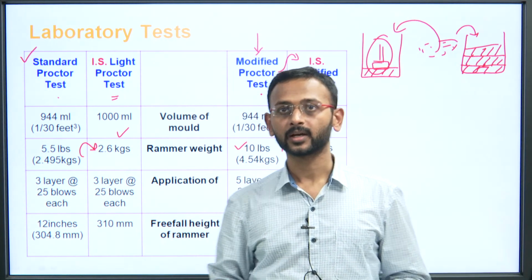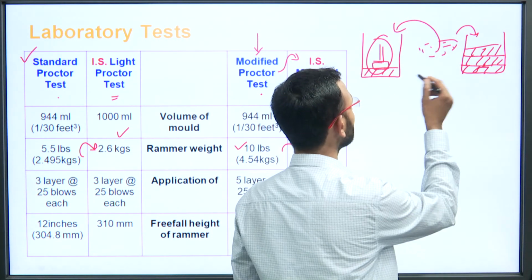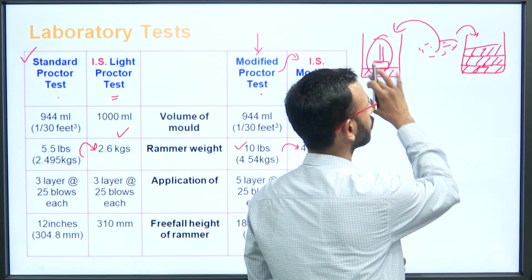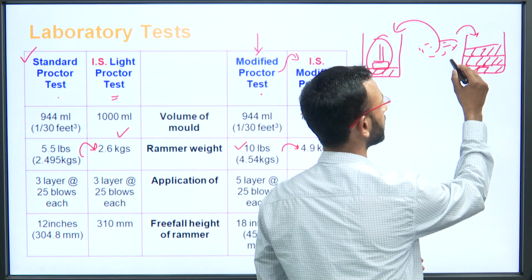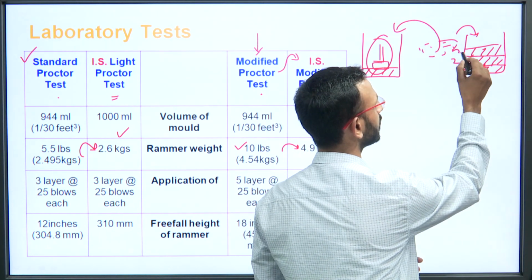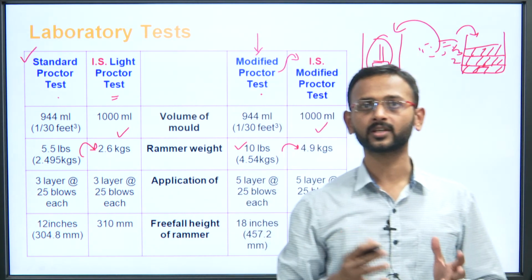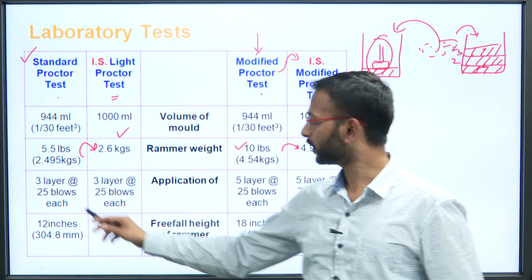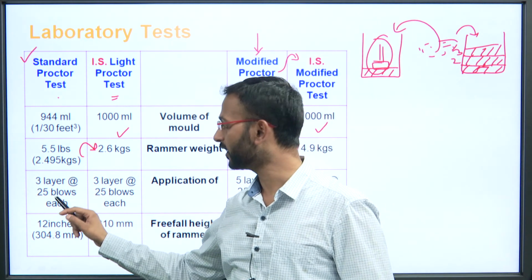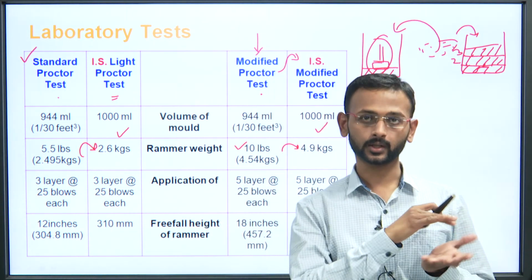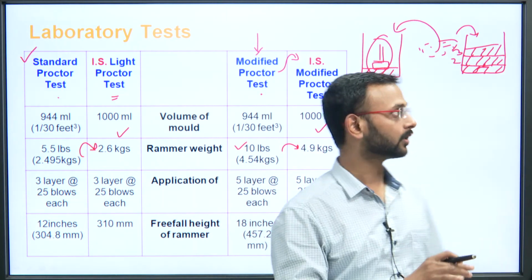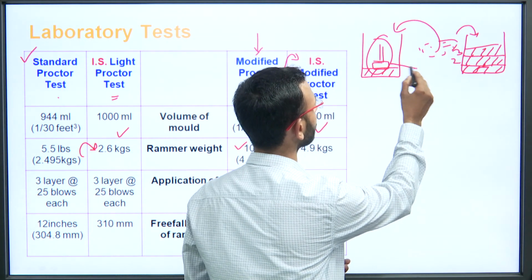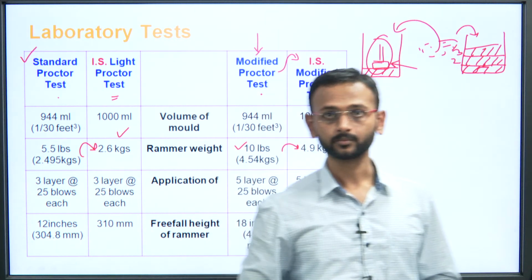Now, like I have shown you in this figure, the first layer is there, then you compact it, and then you put the second layer, and then you compact it, and then you put the third layer. So, this is a very simple process for these light Proctor tests. Here 3 layers are provided, and for each layer 25 blows are given.